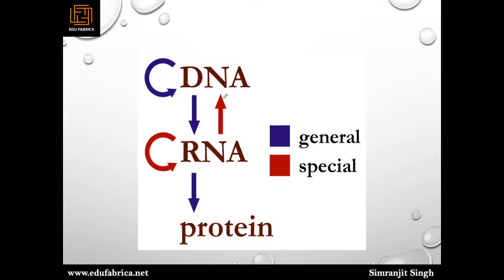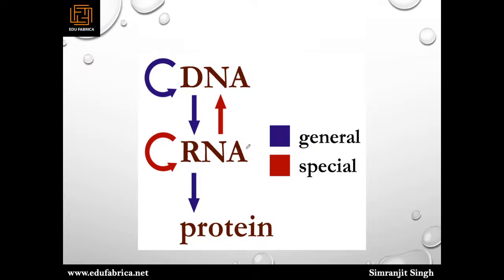As I was discussing before with the central dogma, in the general case, DNA could self-replicate and then produce RNA and then produce protein. So the blue lines here show all the general cases of your central dogma. But there could also be a special case in which RNA could self-replicate and also go back to DNA with the help of reverse transcriptase, like we have discussed in the viruses.